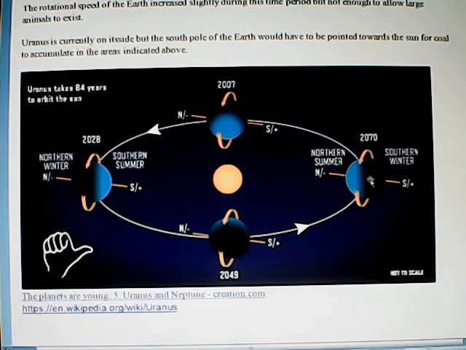And this is Uranus, and while it's 180 out of alignment with the pole pointing towards the sun, it does seem to rotate, changing from the south pole pointing towards the sun to the north pole pointing towards the sun at different times.